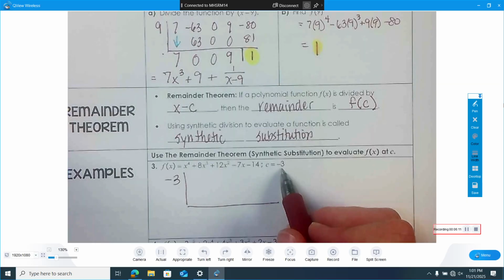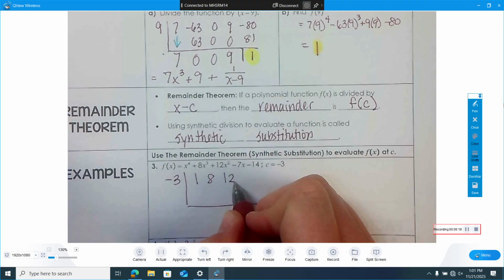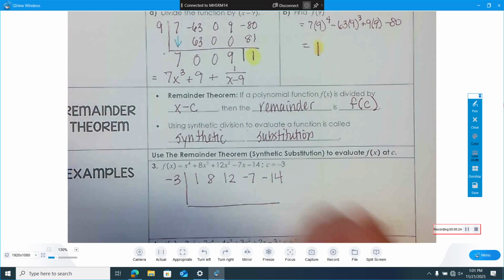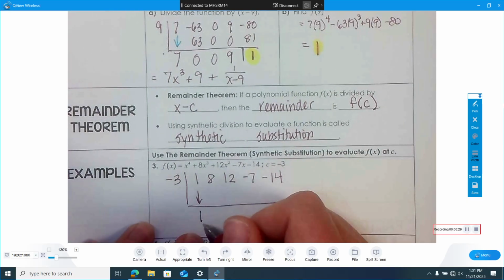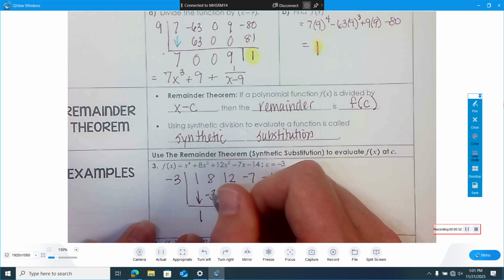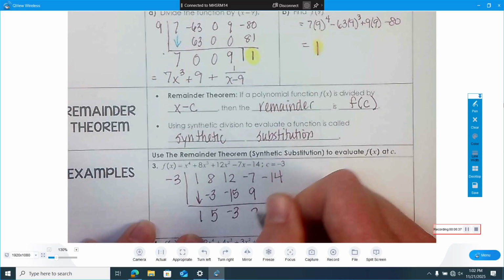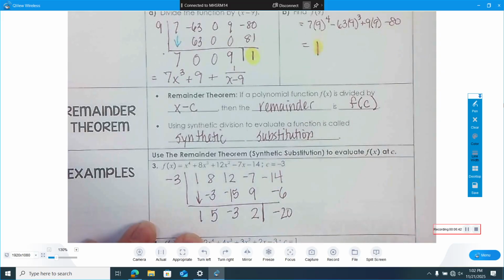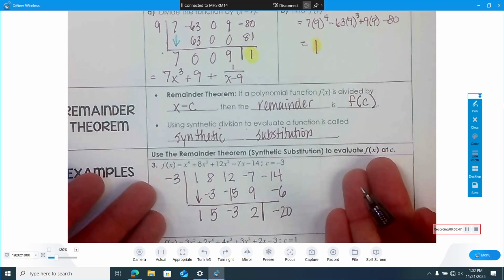You'll notice this is not in bubble form, okay? It's just the value. And we can use this 1, 8, 12, -7, -14. And it's just a really fast method to actually evaluate the function. So bring down your 1, multiply, combine, multiply, combine, multiply, combine, multiply, combine. All right? And so very quickly, you can, and God, that is so much easier, right?